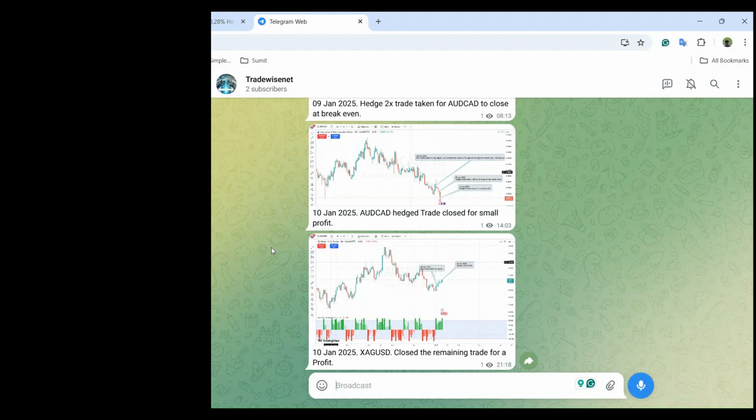This is where I call out my trades during the week in real time, whether it's taking a new trade or doing any trade management, closing a trade.